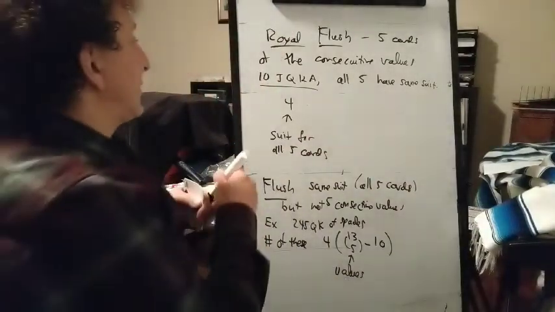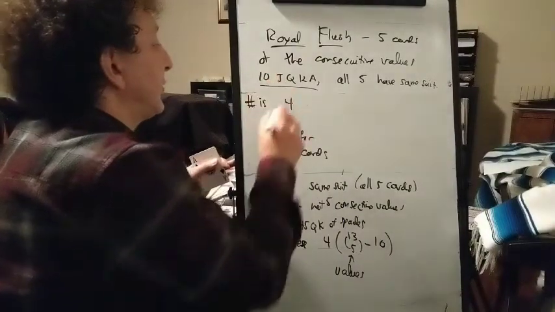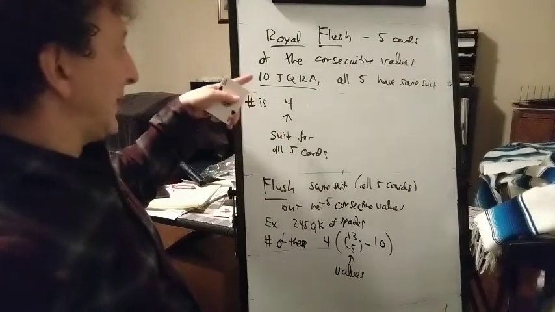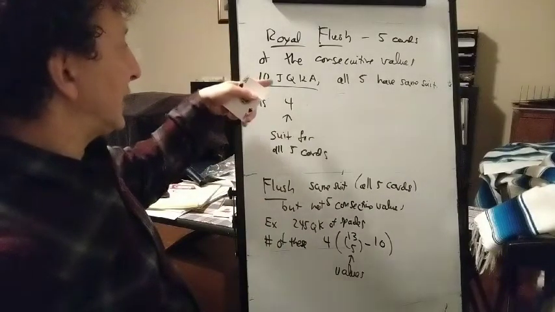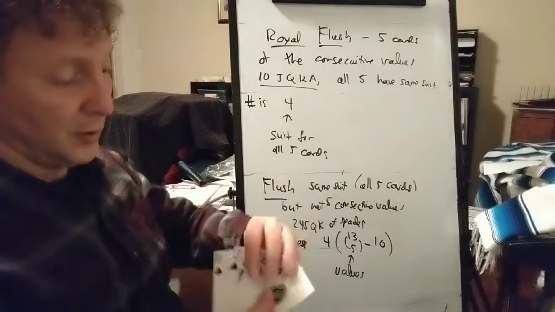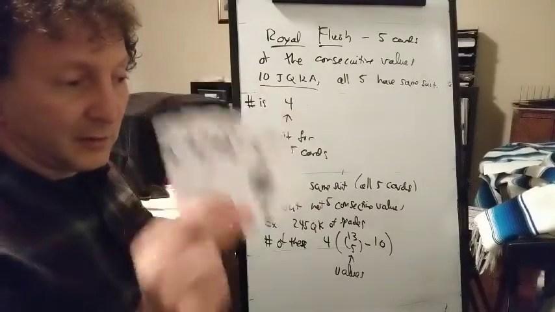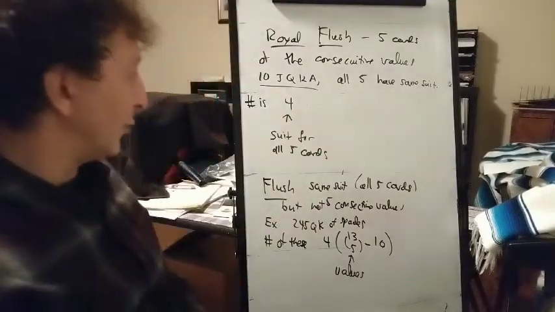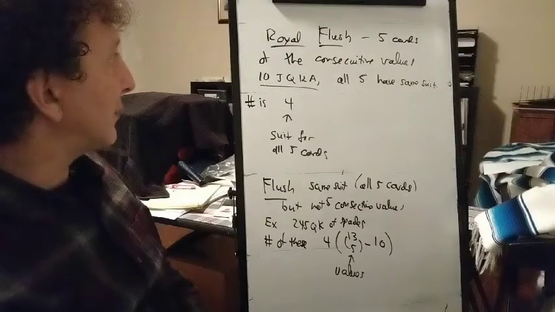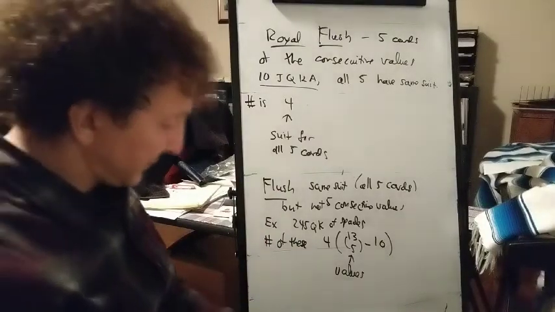So the number of these is 4, because once we choose the suit, the values are determined. It has to be 10, Jack, Queen, King, Ace. So there's one royal flush that's spades, one just like this that's hearts, one just like it that's diamonds, and one just like it that's clubs. So this might be the hardest poker hand to get, but it's the easiest one to count. There's only 4 of them.